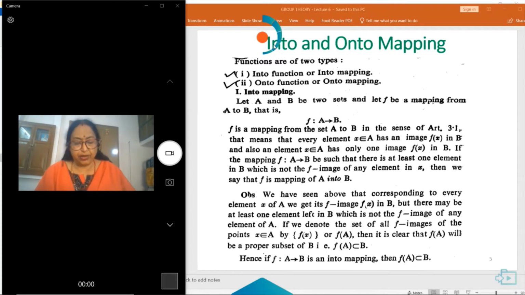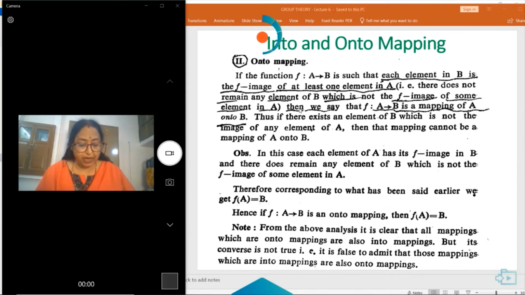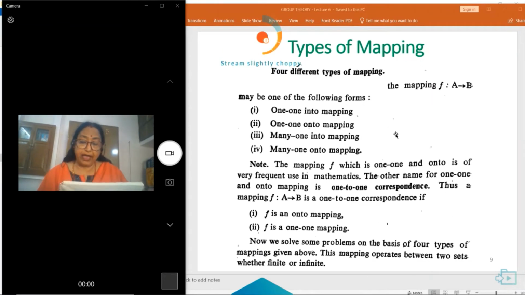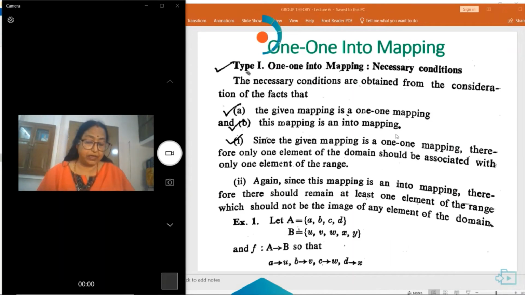In into mapping, there remains one or more elements in B which are not the f images of the elements of A. But in onto mapping, no element remains in B which is not the f image of an element of A. Now, one-one into means the mapping should be one-one, and there may remain extra elements in B which are not the f images of elements of A.